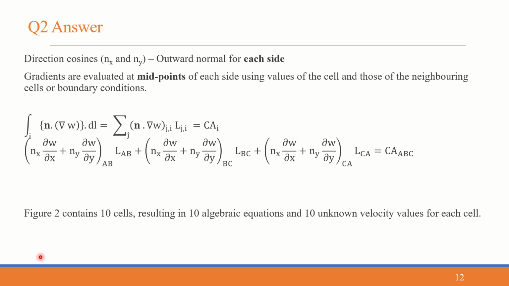And so figure 2 contains 10 cells, resulting in 10 algebraic equations and 10 unknown velocities, one for each cell. We need to solve all of them simultaneously to get the value of velocity in that particular cell. Even though we are talking about the velocity at a single cell, we need to solve all cells, resulting in all 10 algebraic equations, so that we get the velocity value for that particular cell in question. So that is how we go about doing it.